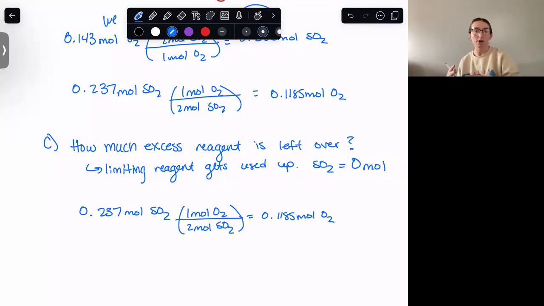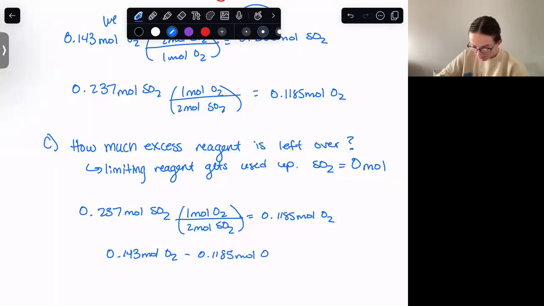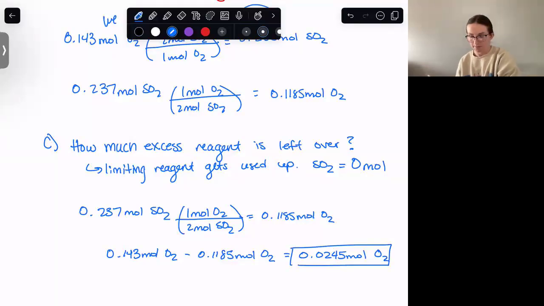So now once the sulfur compound is completely used up, the reaction stops, nothing more can happen. So how much is left over is we need to say, okay, I had 0.143 moles of oxygen. I used up this much in order to make my reaction go to completion. So the difference is what's left over. And so this is how much reagent is left in excess.